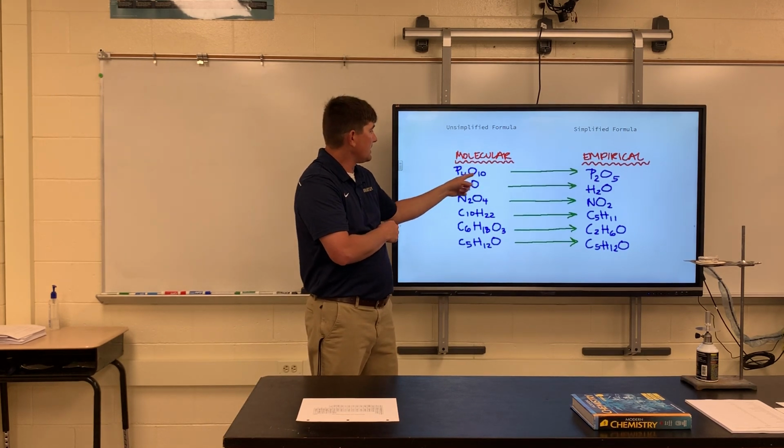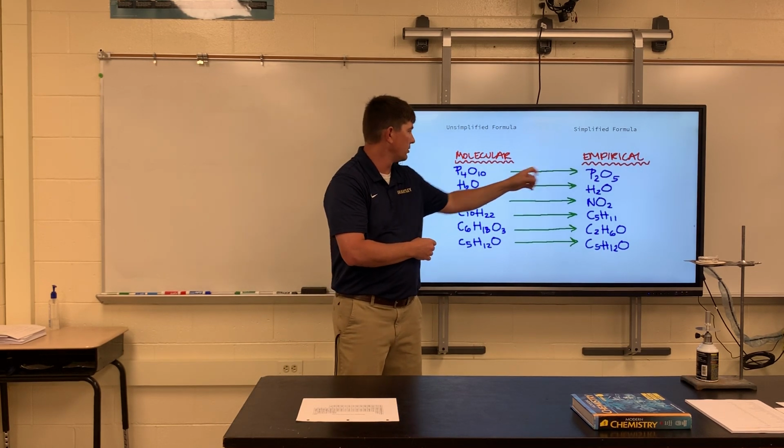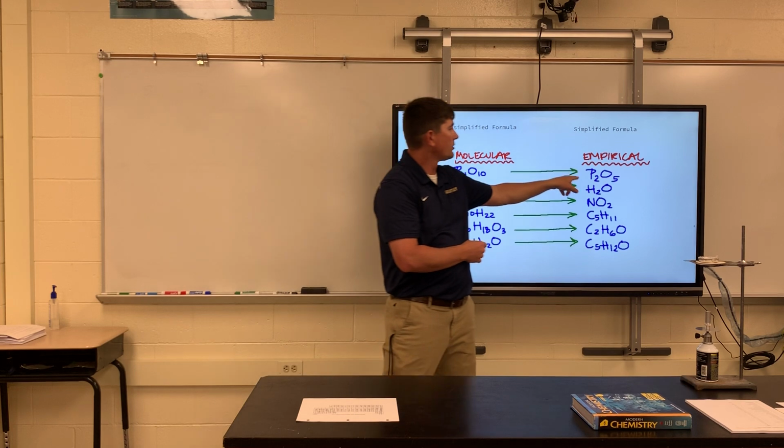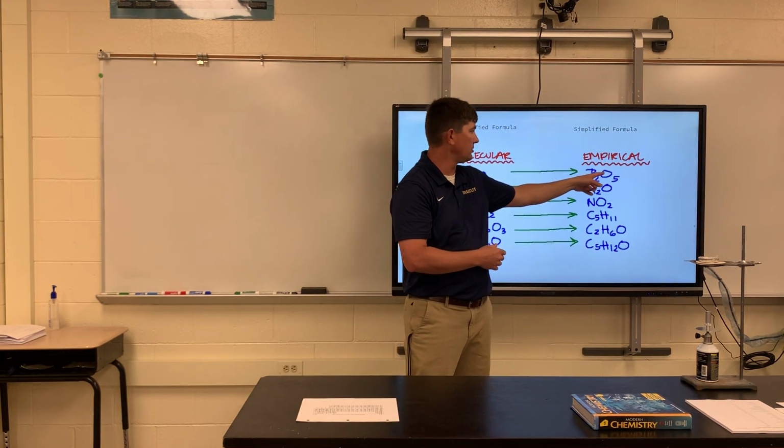If we take these, both of them can be divided by 2. 4 divided by 2 gives me 2. 10 divided by 2 gives me 5. So the empirical formula is this reduced, simplified ratio, just P2O5.